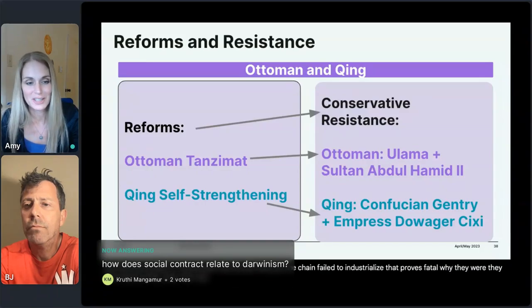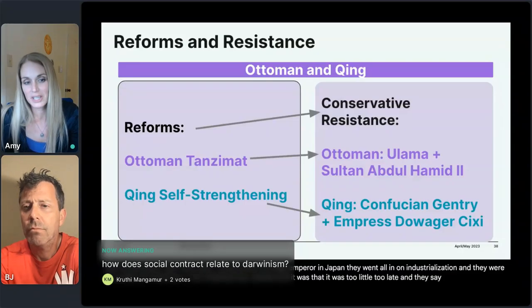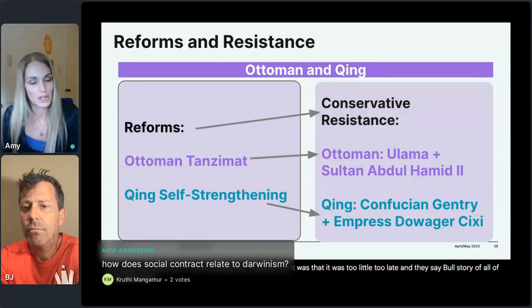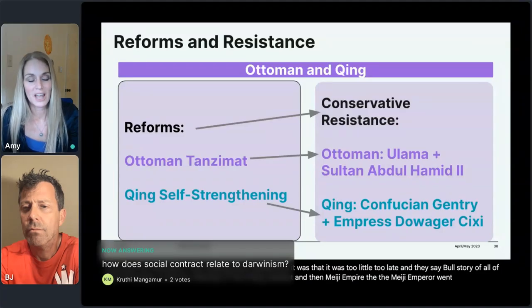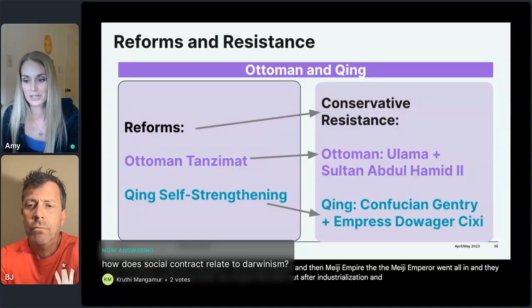You know who was a conservative? The Meiji Emperor in Japan. They went all in on industrialization and they were a success. The Ottomans and the Qing, they resisted, and then it was too little too late, and they fell. So that's really pretty much the simple story of all of that information, is that the Ottomans and the Qing resisted, and then the Meiji Emperor went all in, and they were successful and became their own empire that went out after industrialization and conquered new territories.